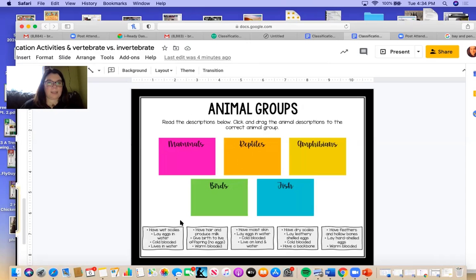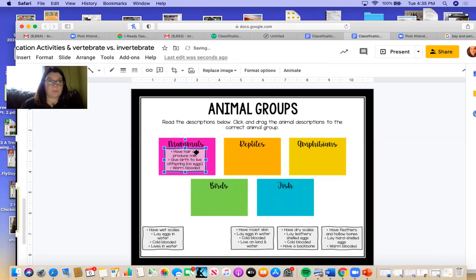And then finally, you will match the mammals, reptiles, amphibians, birds, and fish to the characteristic. So the one I have highlighted here says, have hair and produce milk, give birth to live offspring, no eggs, and are warm-blooded. The only animal group that can do that are the mammals. But look up the platypus. The platypus is the exception to the rule. The platypus is a mammal, but platypus is a very fascinating mammal. So I encourage you to check out the platypus, and they're cute. So I did that one for you, and you can match the other ones.